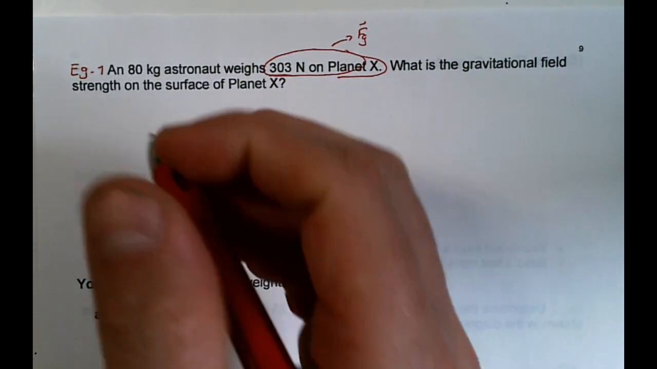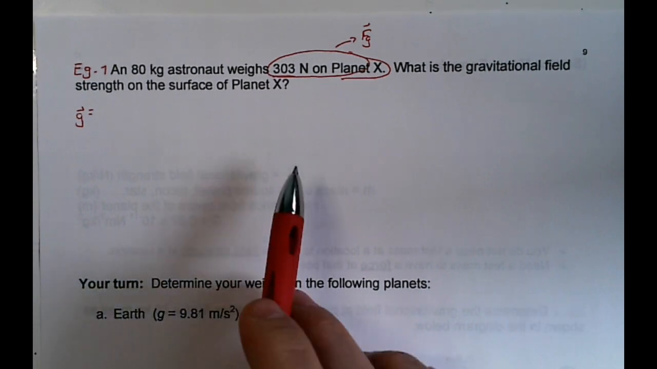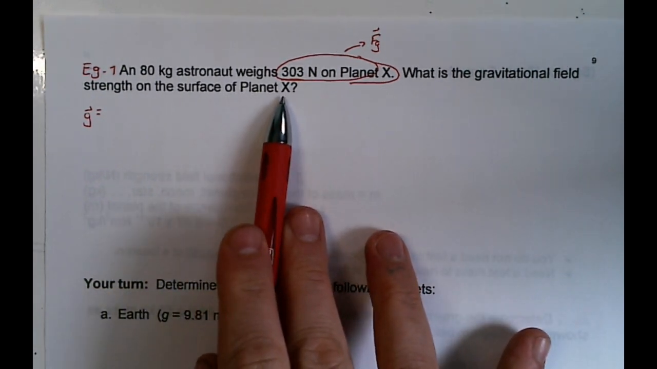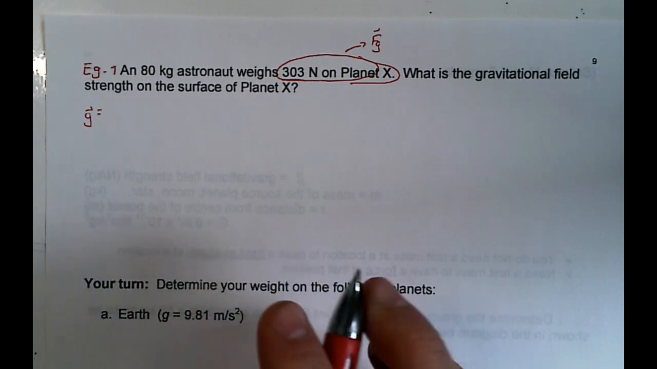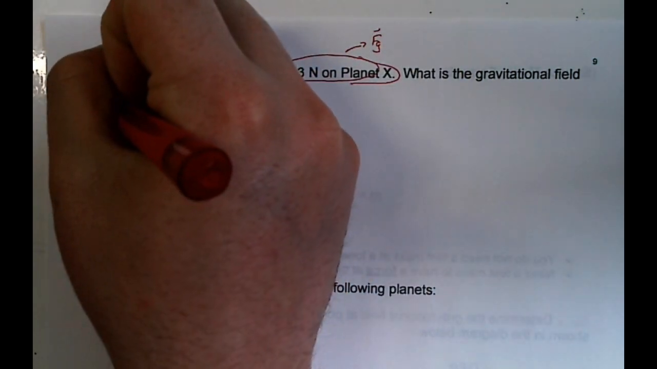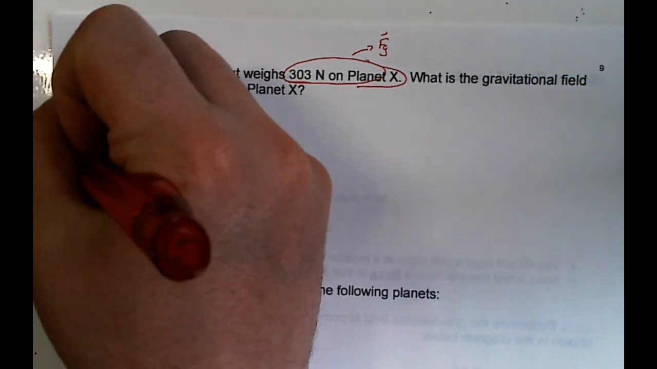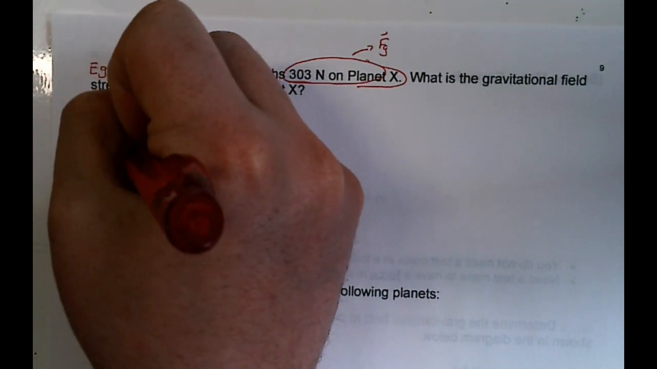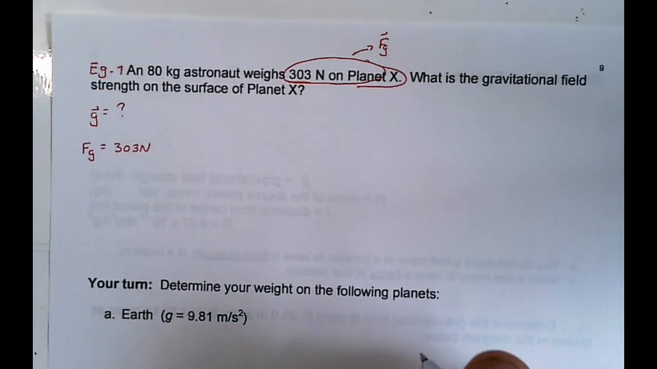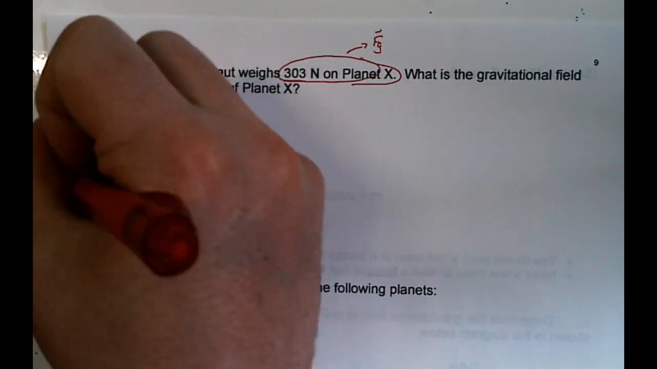So gravitational field strength, again, is g. However, we are now on planet X. We're no longer on Earth, so it might be 9.81, but we don't know that for sure. It might be something completely different. So right now, that's what we want to solve. Like the question says, our force due to gravity is 303 newtons, and the astronaut has a mass of 80 kilograms.